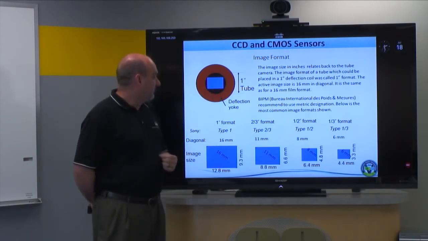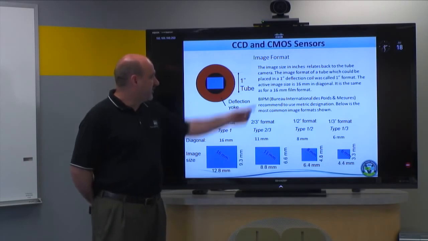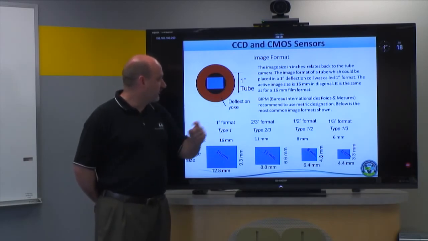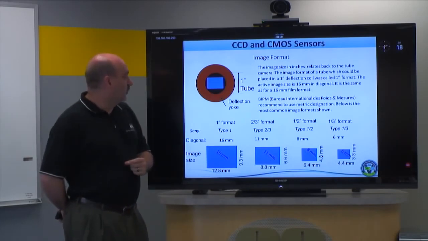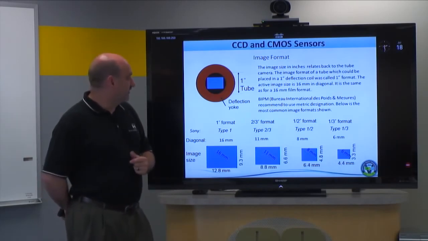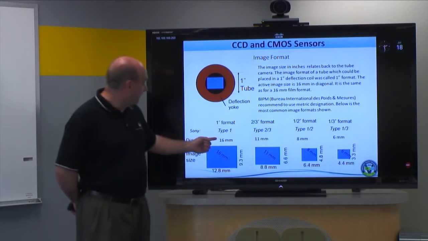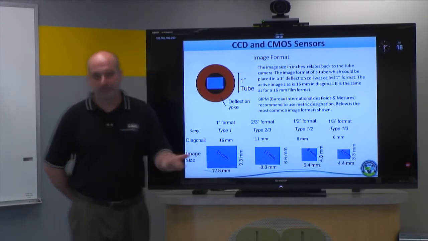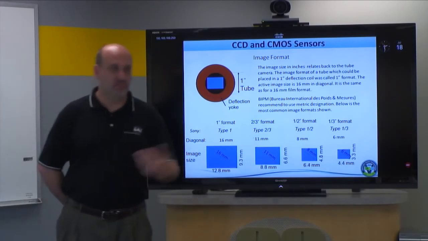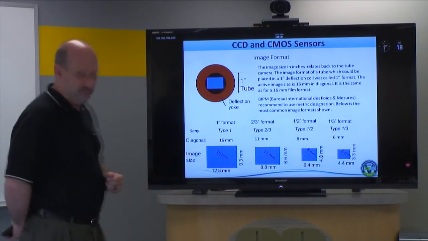The other thing that's interesting to note here, though, is BIPM, I'm not even going to try and say that, which is the metric equivalent in Europe, recommended to use metric designation. So when you see the BIPM designation, you'll note it actually matches the diagonal of the format, and like a lot of things, it makes more common sense in the metric system there.